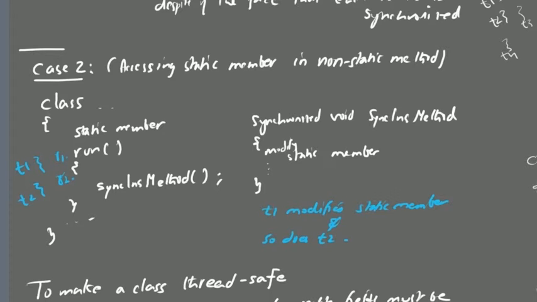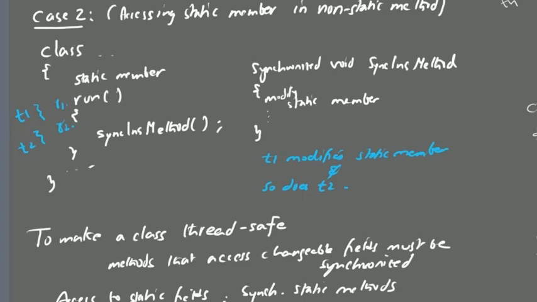Now T1 gets the lock of R1 and T2 gets the lock of R2, which is perfectly valid, but they both come into the method and try to access a common static member, because static members are class members. It's common to R1 and R2, which is what the threads are trying to do. So T1 would be trying to access or modify the class member, and T2 would be at the same time trying to access the class member, which is not valid because it's not synchronized. Now T1 modifies the static member, and so does T2, so that's the problem.